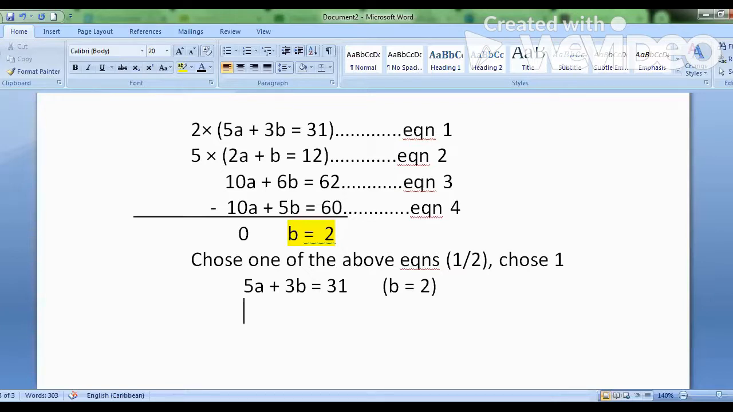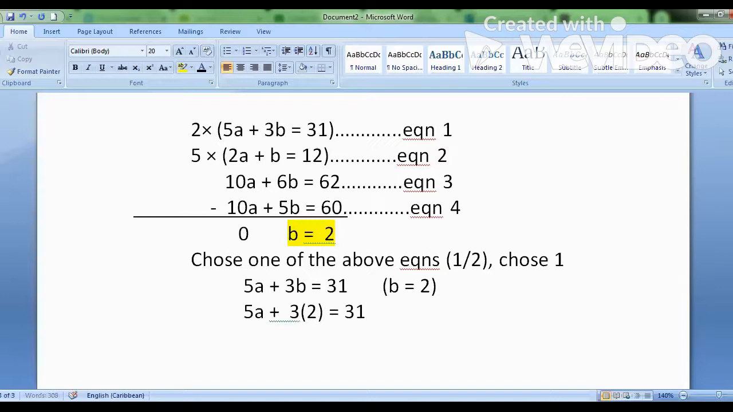So what we're going to do is replace the B we just worked out a while ago. We're going to replace it right there. So what does 3B mean? 3 times B. But B is 2. So we're going to replace B with 2. So it's actually 3 times 2. Equals 31.